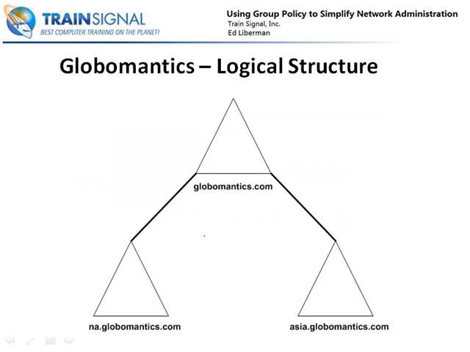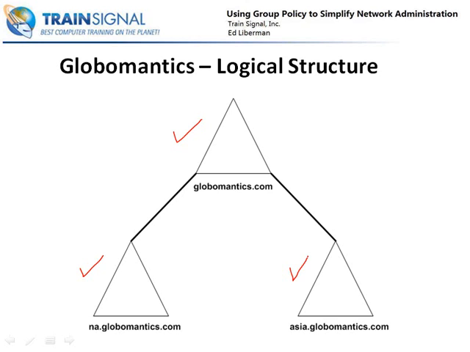But first, just to see if we can help you to understand, here's the basic logical structure of our GlobalMantics network. We have three domains. Okay, we have globalmantics.com, na.globalmantics.com, and asia.globalmantics.com. Okay, so those are the domains.